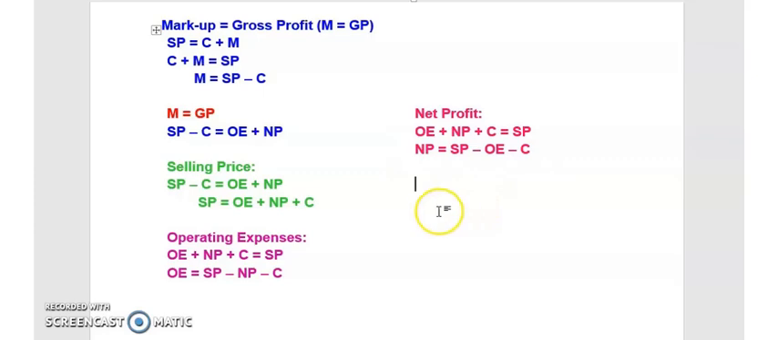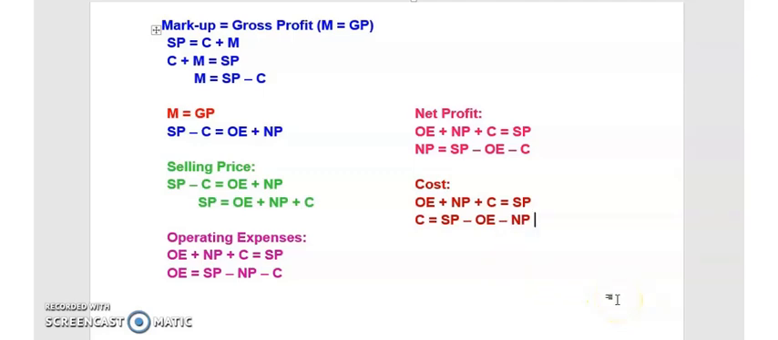Last one. How to get the formula for cost? Use this formula as well: OE plus NP plus cost equal to SP. Now we want to find cost, right? So cost equal to SP. Bring OE and NP to the right hand side. Positive to the right hand side becomes negative. So cost equal to SP minus OE minus NP.